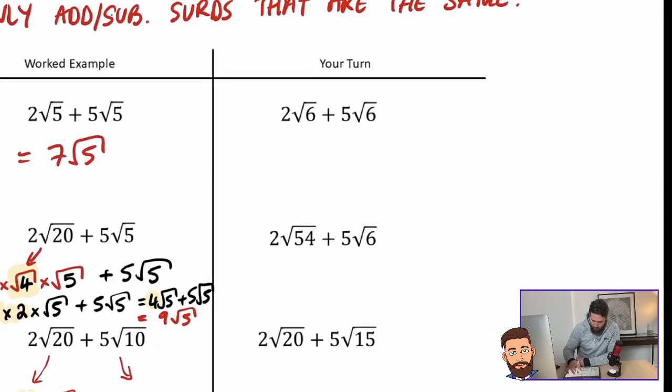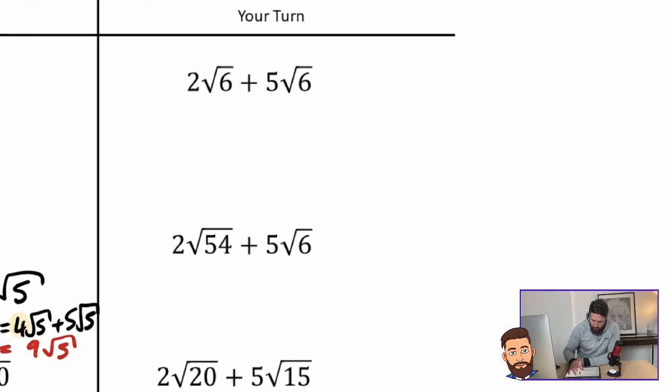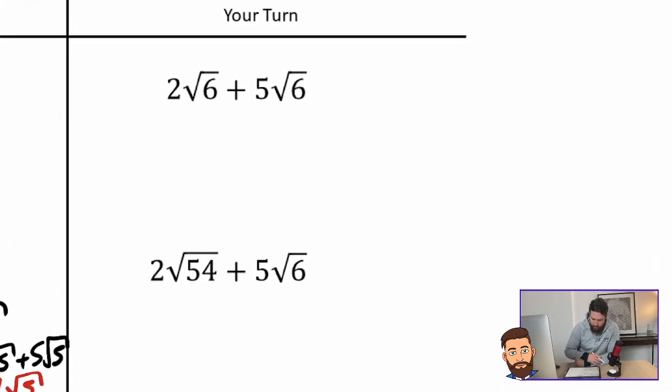So I'd like you to have a go at those 2 there. So hopefully you can see the first one you can do very, very quickly. They're the same surd. That would be 2 plus 5 is 7 root 6.